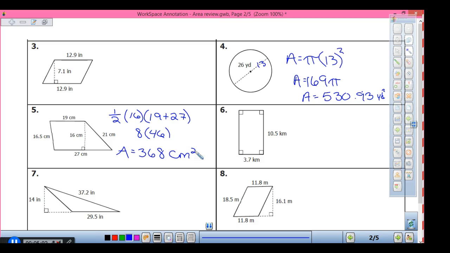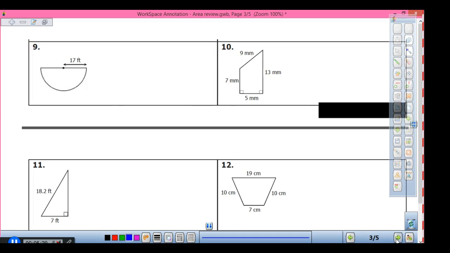What is my base in number 7? My base is 29.5. What is my height? The 14. Okay, so be careful with that when you're doing that. How about an 8? What would your base be? Your base is 11.8. My height is what? 16.1, not 18.5. Be careful with that.